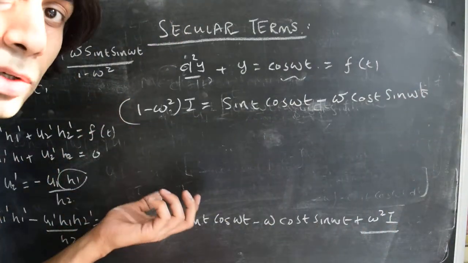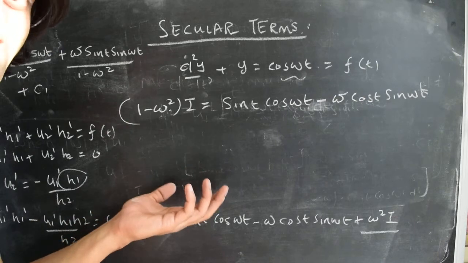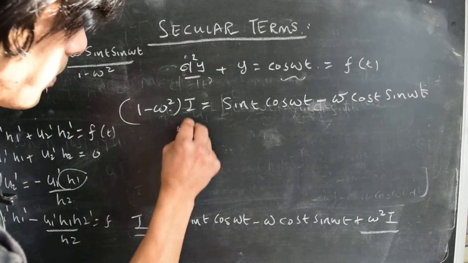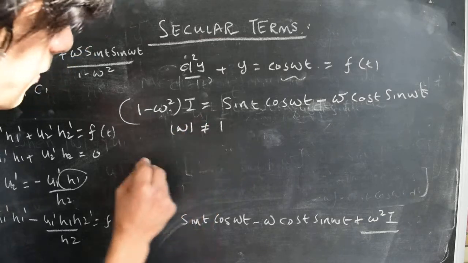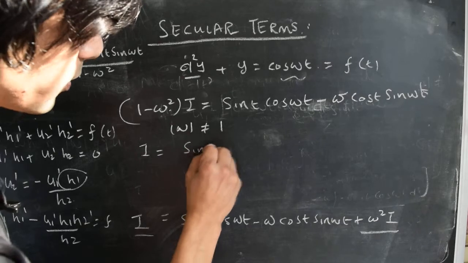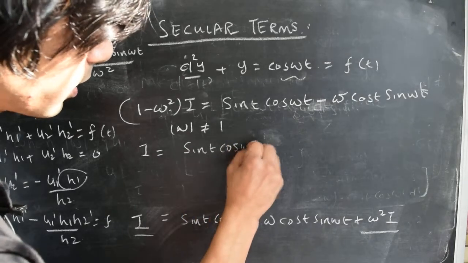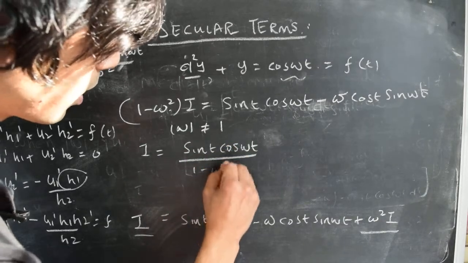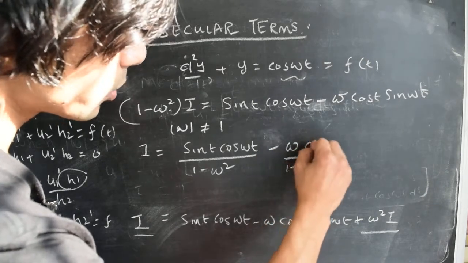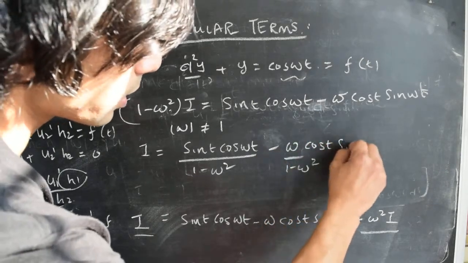In order to find I, we again have to divide by 1 minus omega squared, which is only possible when omega is not equal to 1. So when omega is not equal to 1, we find that I is sine t cosine omega t divided by 1 minus omega squared, minus omega divided by 1 minus omega squared times cosine t sine omega t.